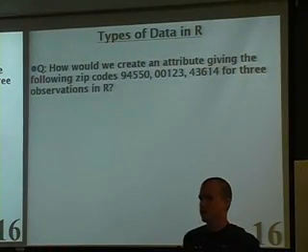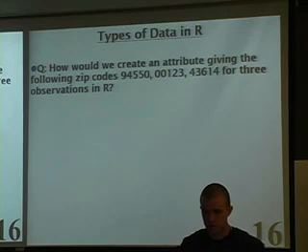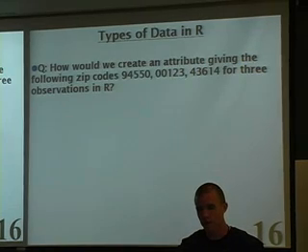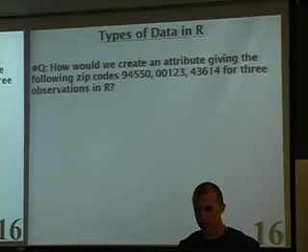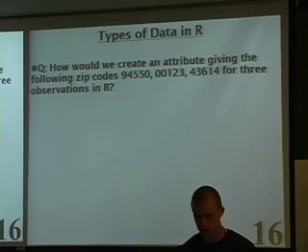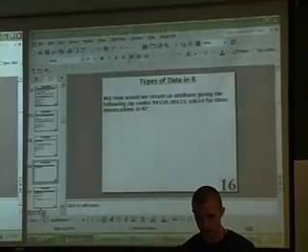Okay, so the last thing I just wanted to mention is, suppose you're trying to create an attribute and you know that it's not numeric, right? Like here are some zip codes, and one of them starts 00123. I don't even know if that's a real zip code. So how would you do this in R?